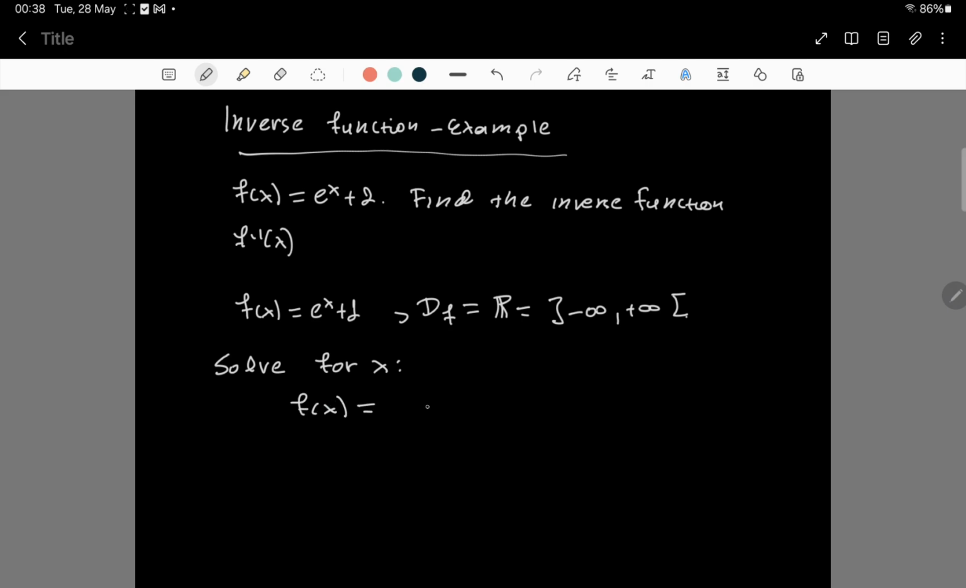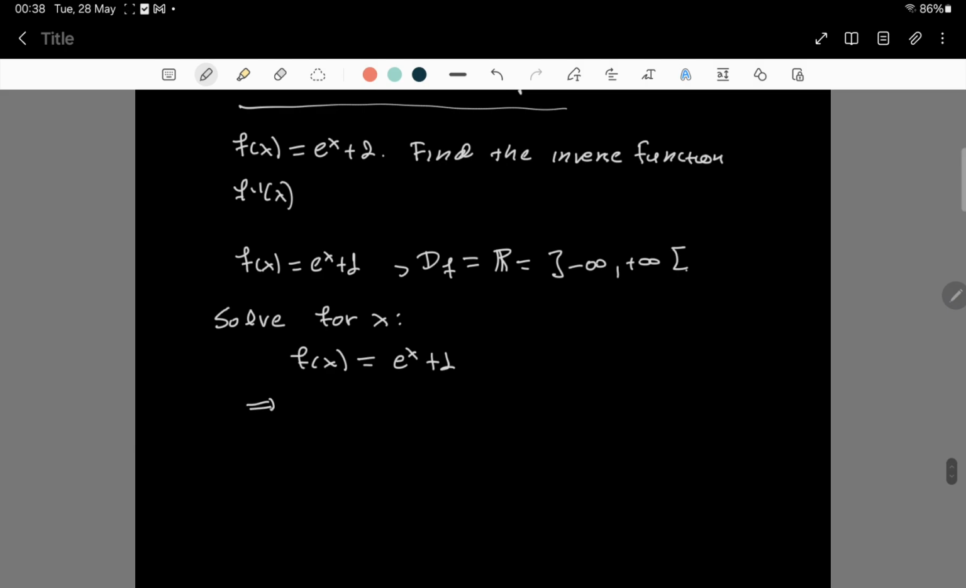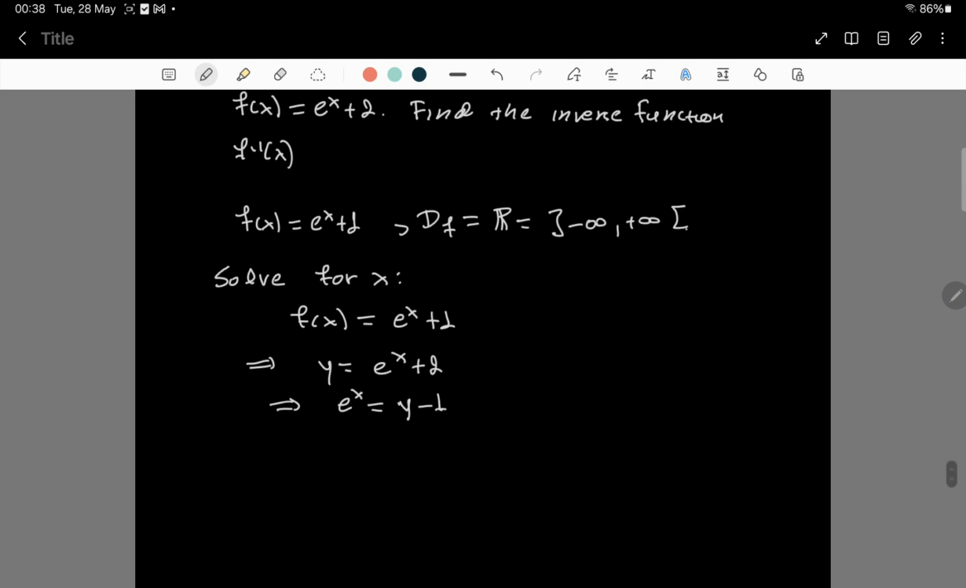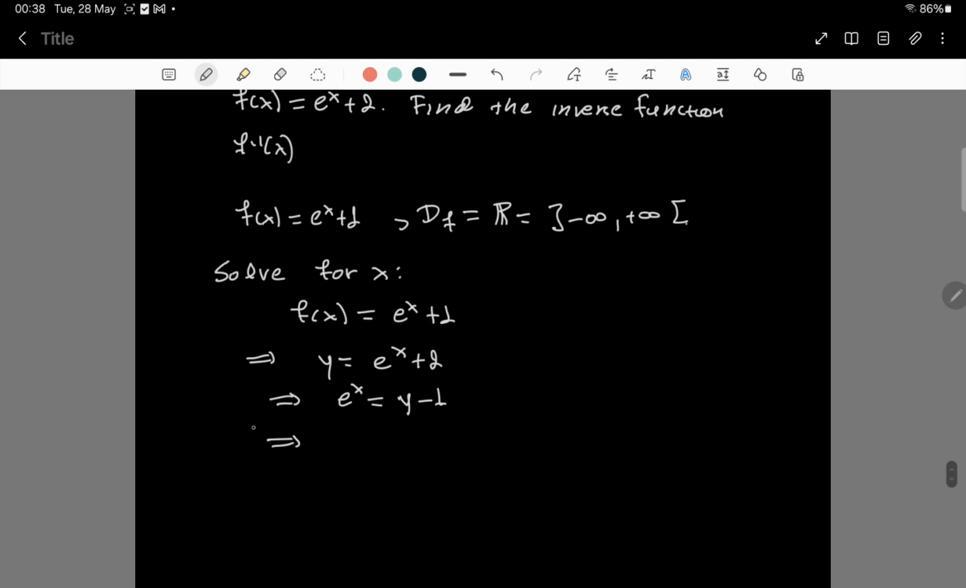f of x equals e to the power of x plus 1. y is f of x, e to the power of x plus 1. e to the power of x equals y minus 1. We want to solve with respect to x. Natural logarithm on both sides.